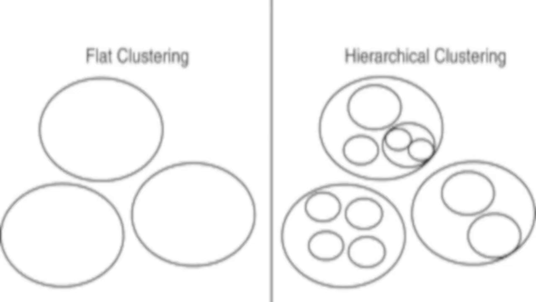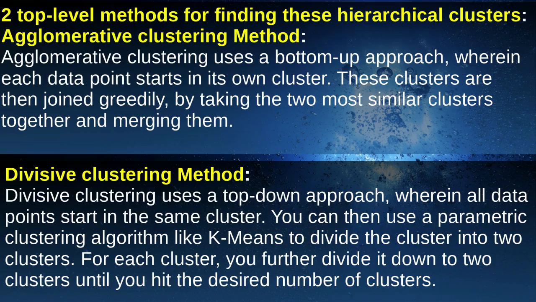Hierarchical algorithms create a hierarchy. They are usually bottom-up, also known as agglomerative, or top-down, known as divisive hierarchical algorithms. Hierarchical clustering, also known as hierarchical cluster analysis, is an algorithm that groups similar objects into groups called clusters. The endpoint is a set of clusters where each cluster is distinct from each other cluster, and objects within each cluster are broadly similar to each other.